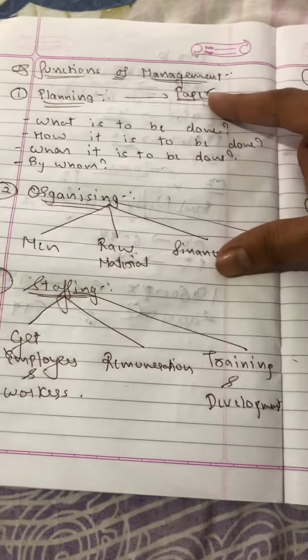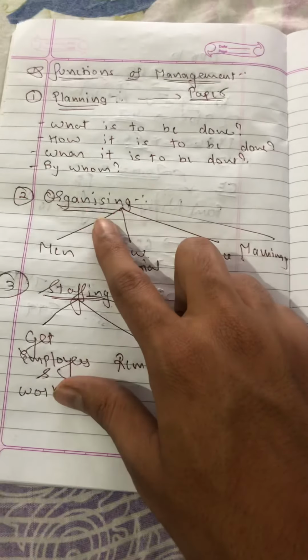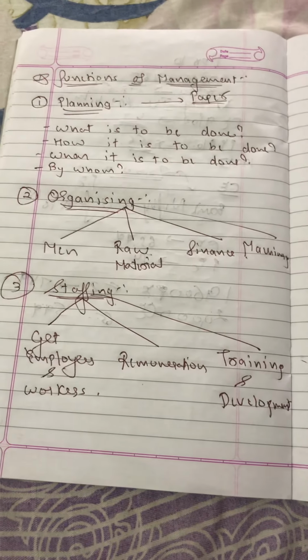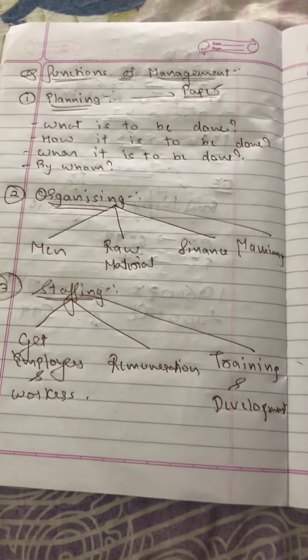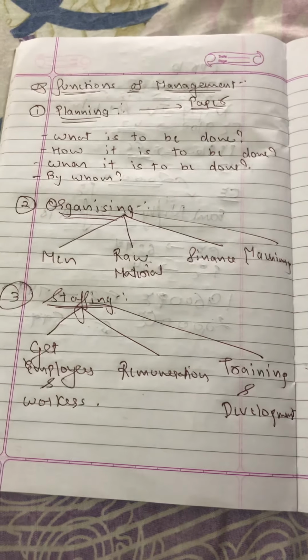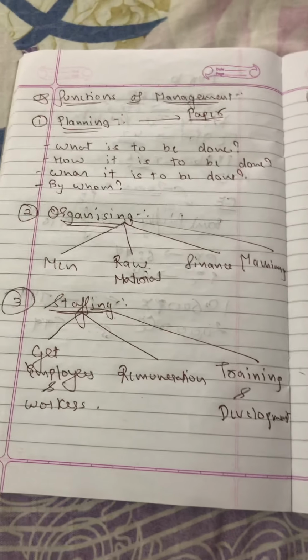Now, the first two things have to be done: planning about the future, which will be on paper, and the next one is organization. Now moving down to the third point, that is staffing. Now we have to do staffing. Staffing is all about employees who are working in an organization.